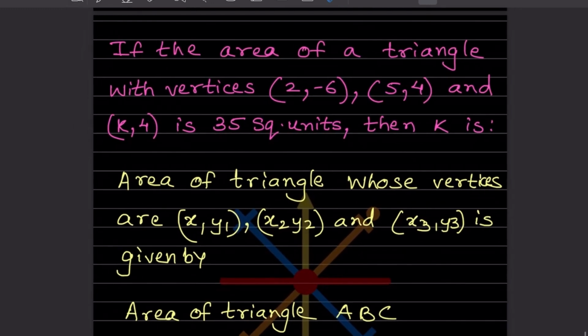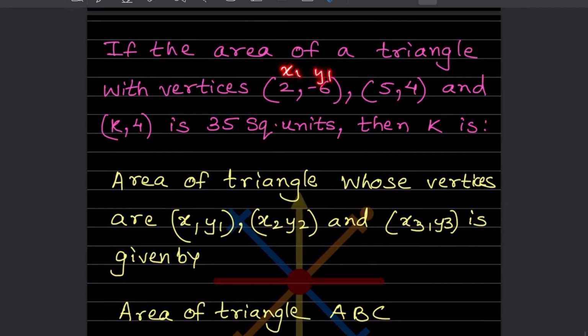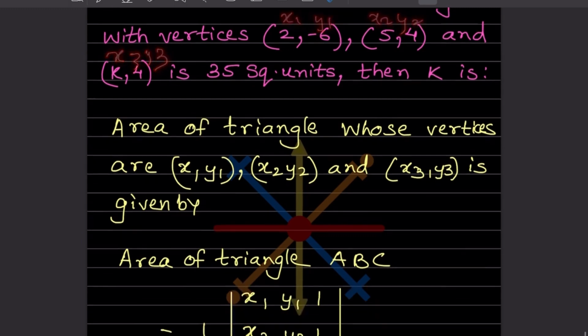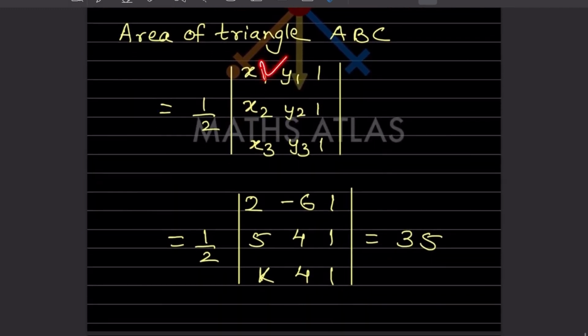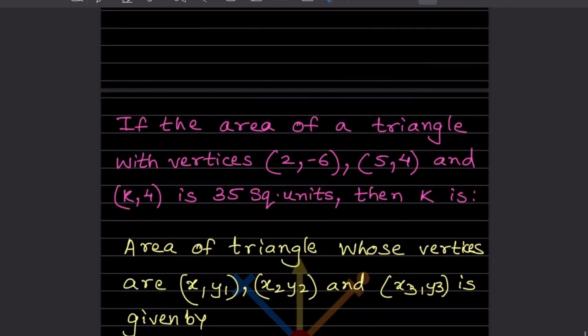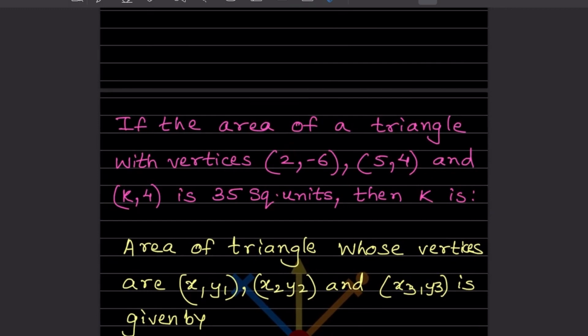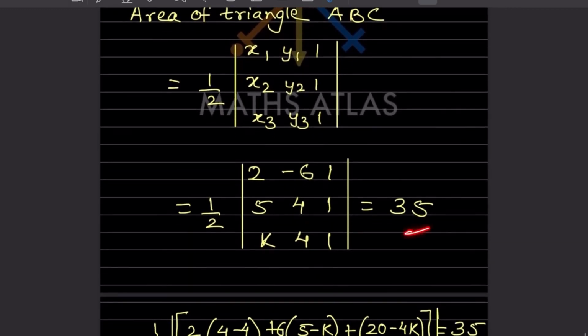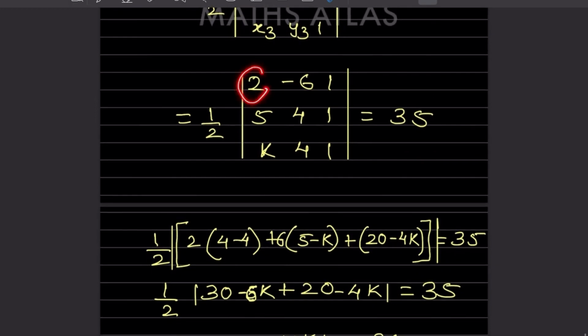So now let us plug in the values. In place of x1 we'll put 2, x2 we'll put 5, x3 we'll put k. From the vertices you have to look at the vertices here. y1 is minus 6, y2 is 4, y3 is 4, and this column of 1, 1, 1 is from the formula itself. And this is given as 35. So this is 35. So now let us take this 2.